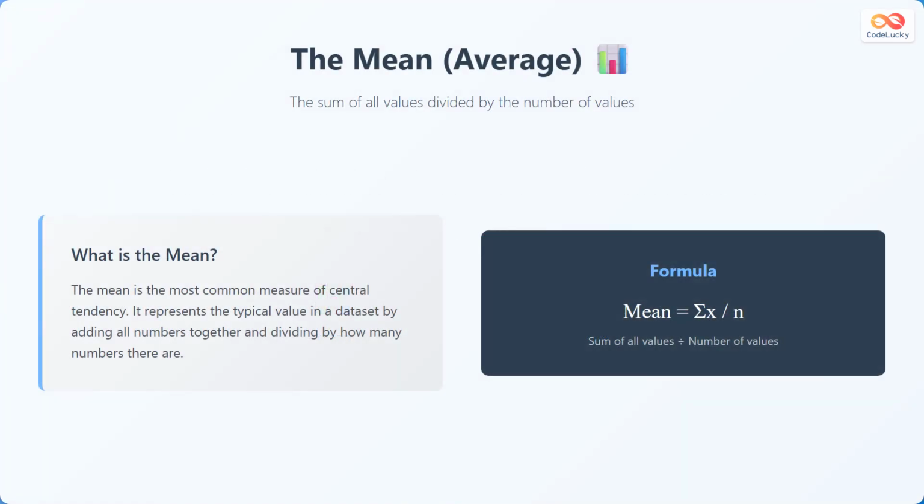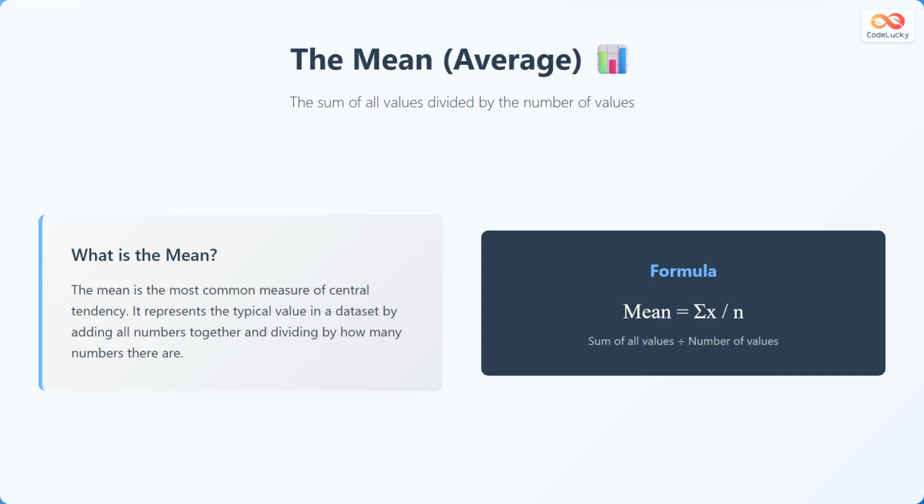First, let's talk about the mean, also known as the average. The mean is calculated by adding up all the values in a dataset and then dividing by the number of values. The mean is the most common measure of central tendency. It represents the typical value in a dataset by adding all numbers together and dividing by how many numbers there are. Here's the formula to calculate the mean.